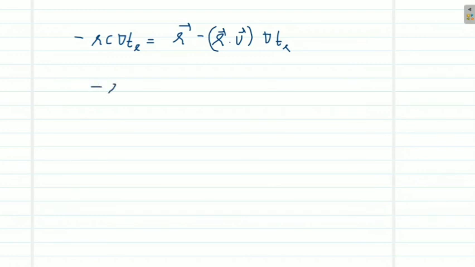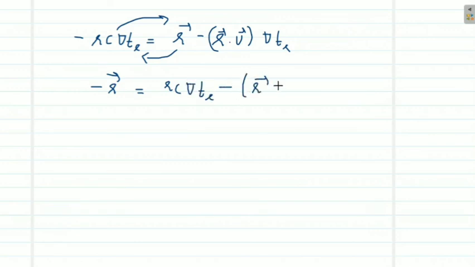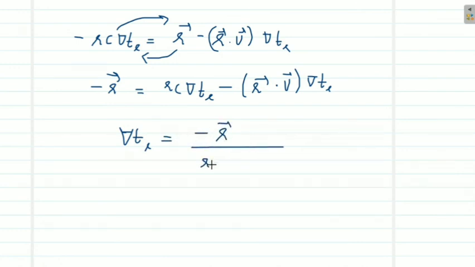So what will be minus r bar? Take this term to the other side and r bar to the left hand side. Minus r bar will be rc into del tr minus r bar dot v bar into del tr. So what will be del tr? Del tr will be minus r bar divided by rc minus r bar dot v bar. So this was the last expression that we took and substituted in our derivation of the electric field of a moving point charge. This is the expression for del tr.